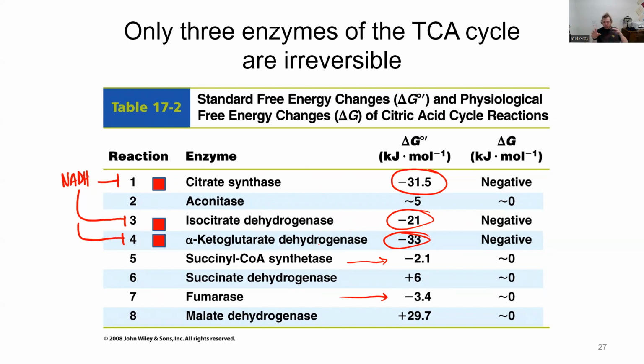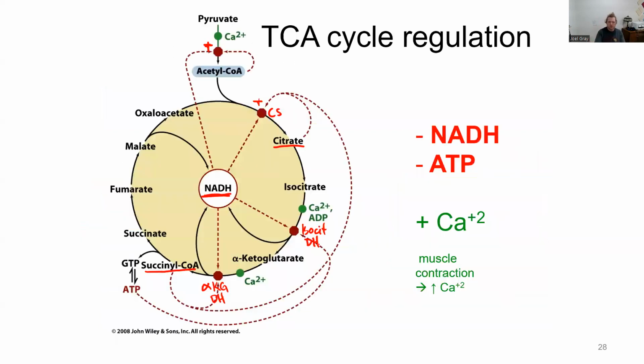Now, we're talking about TCA cycle regulation. We haven't gotten into glycolysis and gluconeogenesis regulation because that's a little bit more complicated. But this arguably is kind of straightforward. These three enzymes are very tightly regulated. And they are tightly regulated by products of this pathway.